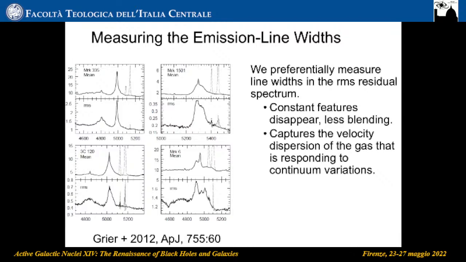When we use line widths, we prefer to use the root mean square residual spectrum. In a reverberation mapping campaign, ideally we take different spectra, ideally every night, and then we can compute the mean and then the root mean square spectrum. From that, we can measure the line width. Doing that, we are able to get rid of the constant features, and especially to get the velocity dispersion of the gas that is actually responding to the continuum variation.